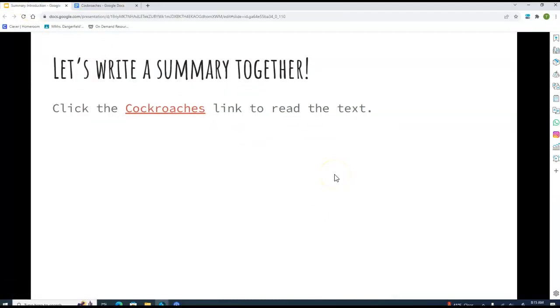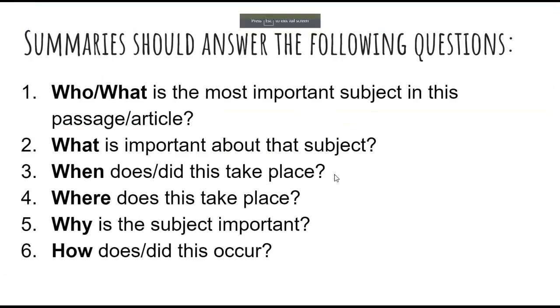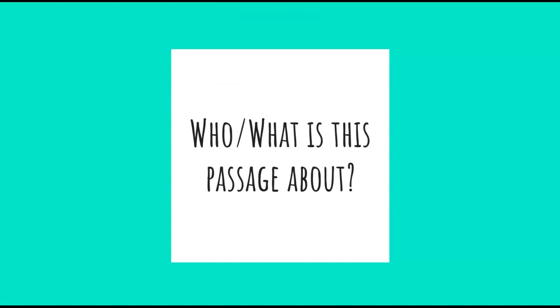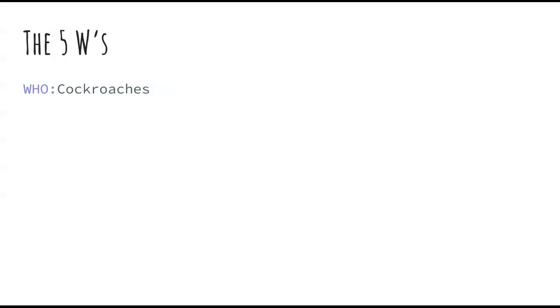So now that we've read through that passage together, let's break it down into the different parts and see if we can answer those questions that we talked about just a moment ago, these questions that should be included in a summary. So who or what was this passage about? So we have to think, what was this passage? This is kind of like the topic, one word that tells what this entire passage was about. The answer, of course, is cockroaches.